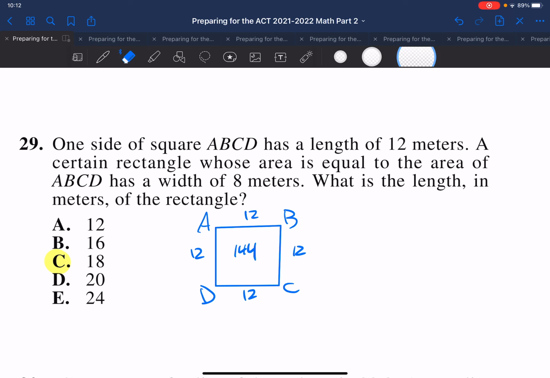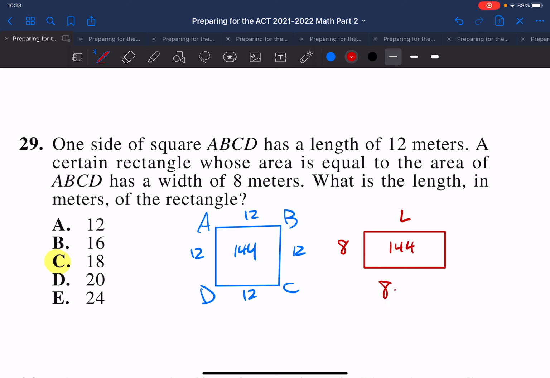So now, when we draw our rectangle, it's going to be not as narrow. There we go. Now, one side is 8, but we know it has the same area. So we want the length. Well, 8 times L equals 144. So we take 144 and divide by 8, and that's going to give us 18 for our length.